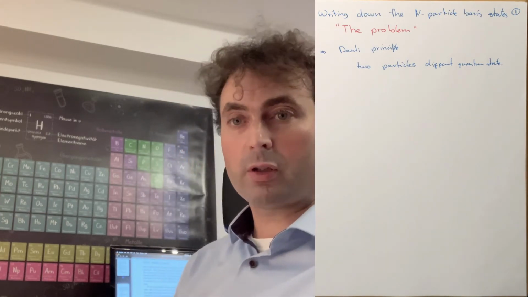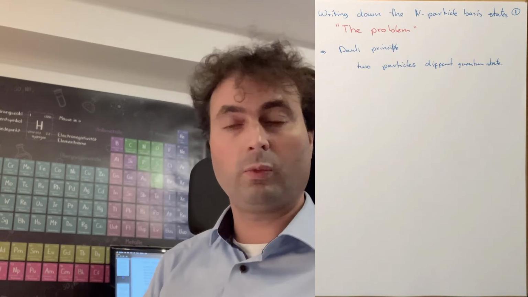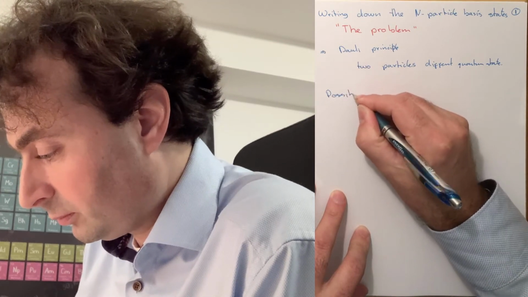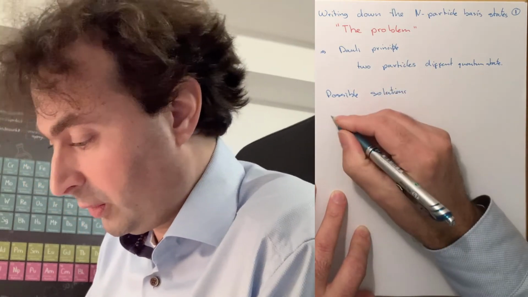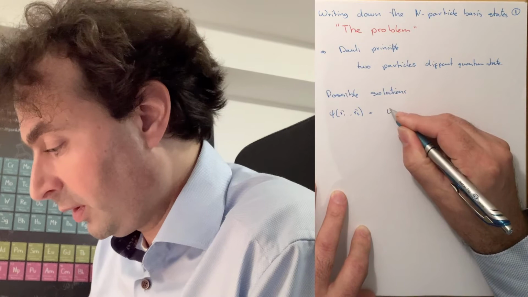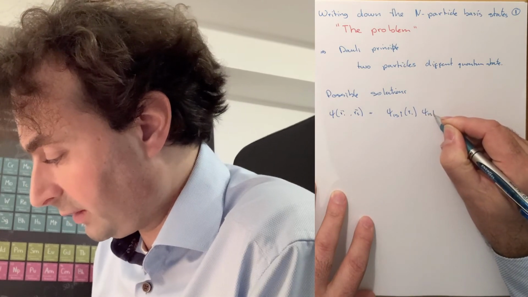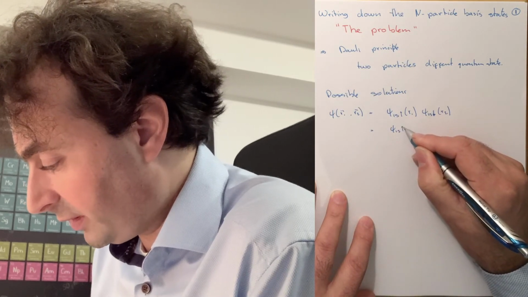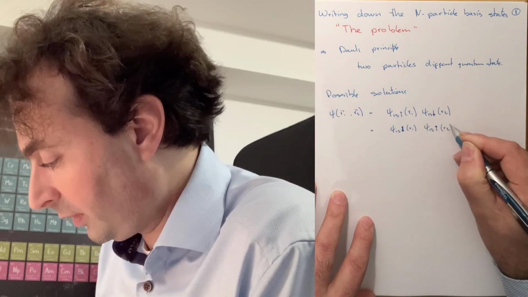So let's have a look at possible solutions for helium. As we can see, helium has 2 electrons in the 1s orbital in our periodic table. So without the Pauli principle, we find 4 solutions of that form. We have 2 coordinates, R1 and R2. And we can either have a 1s electron with spin up at coordinate R1 and a 1s electron with spin down at R2, or a 1s electron with spin down at R1 and spin up at R2.